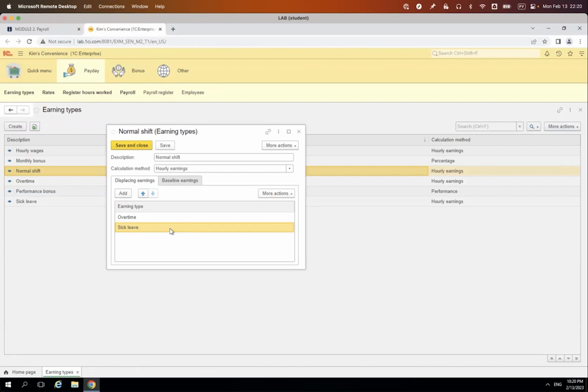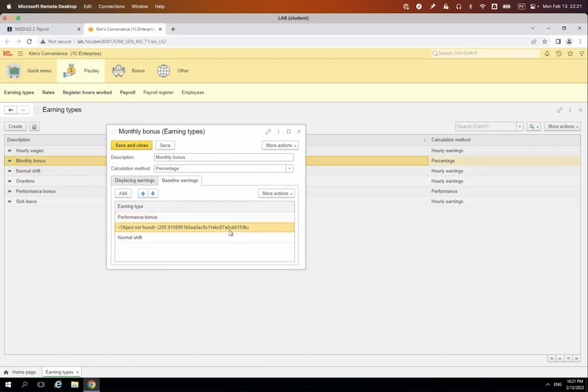You maybe work harder than you should be because you're replacing somebody who is out. Within a single shift, you take two responsibilities. So you work twice as hard and things like that. So your normal shift needs to be automatically displaced with other earning types. Okay, so this is the idea. So displacing earnings are those who just cut off a piece of this earning and replace it with itself. And this period of time has to be calculated differently.